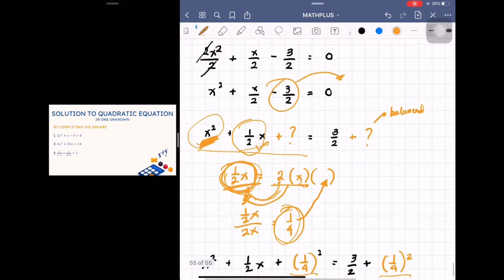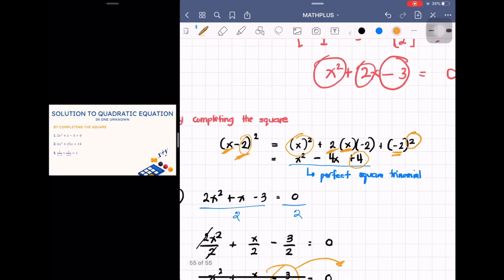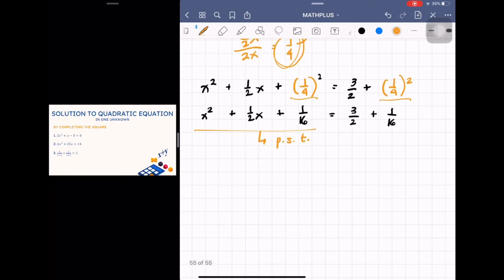And again, going back to this principle, how do we factor a perfect square trinomial? Take the square root of the first term, copy the sign of the middle term, take the square root of the last term. So, if you have this as a perfect square trinomial, I have to take the square root of the first term, that would be x, copy the sign of my middle term, that would be plus, and take the square root of the last term, and that would be 1/4. Okay?